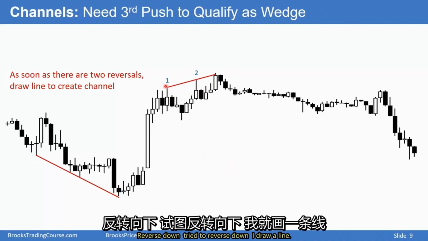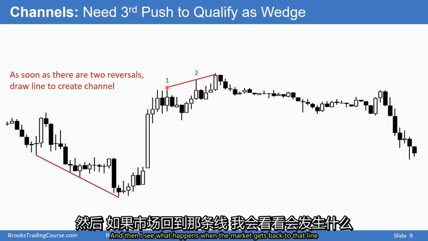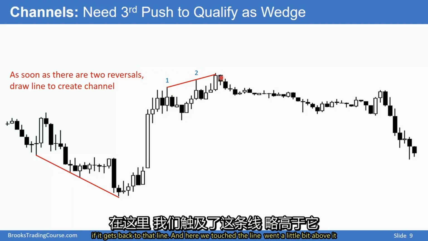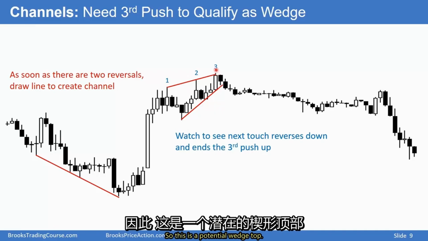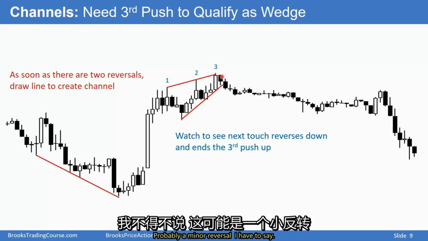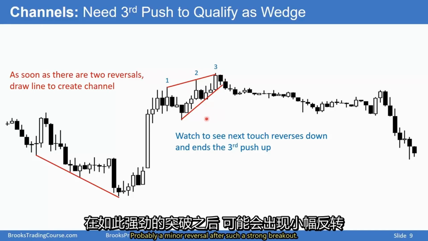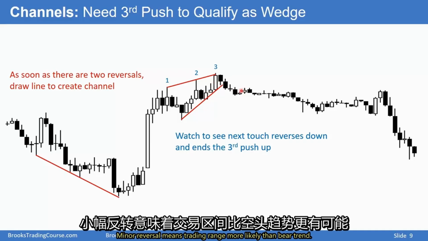Again, as soon as I see two reversals, I draw lines. Reverse down, try to reverse down, I draw a line. And then I see what happens when the market gets back to that line, if it gets back to that line. And here we touch the line, went a little bit above it, and we have a bear bar. So this is a potential wedge top. Probably a minor reversal after such a strong breakout. Minor reversal means trading range more likely than bear trend.